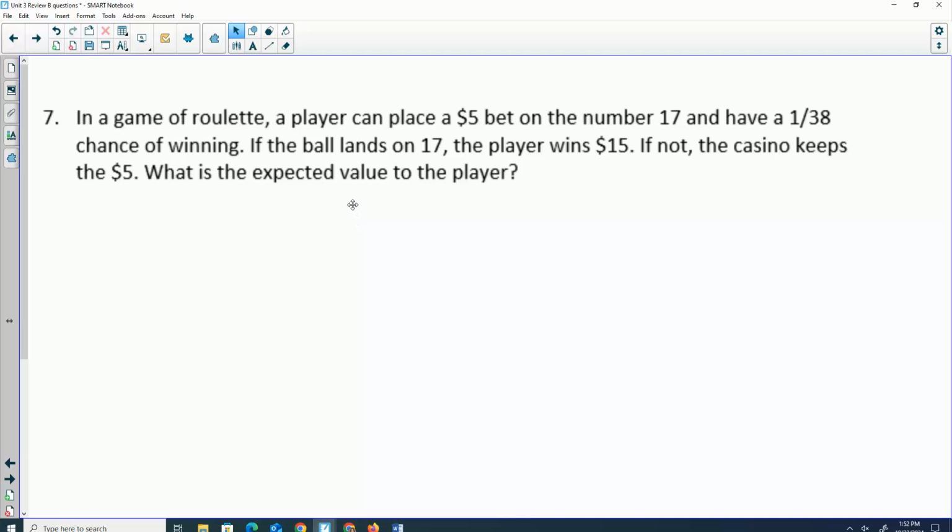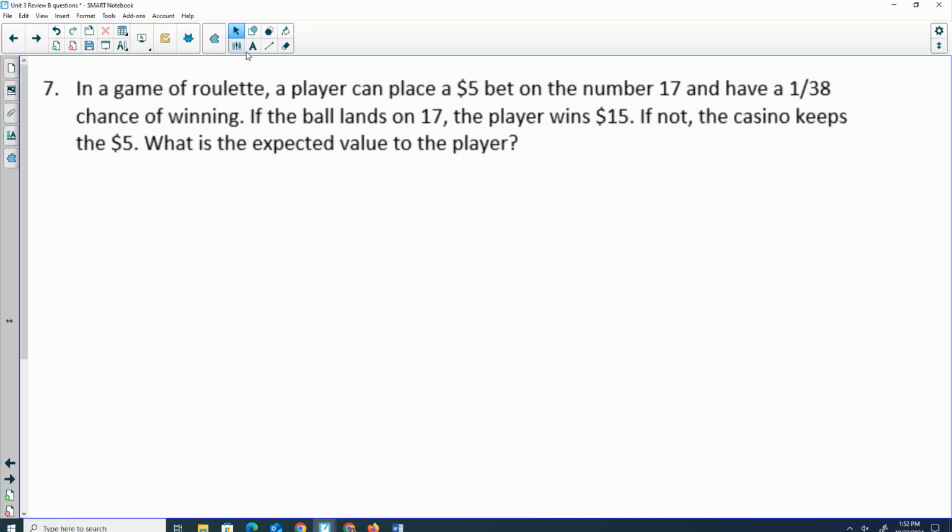Number 7. In a game of roulette, a player can place a $5 bet on the number 17 and have a 1 in 38 chance of winning. If the ball lands on 17, the player wins $15. If not, the casino keeps the $5. What is the expected value to the player?